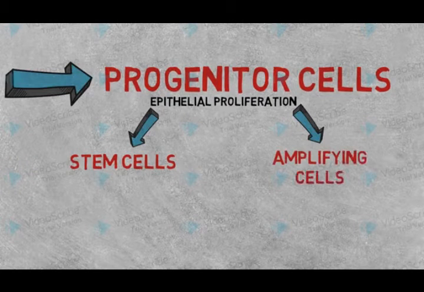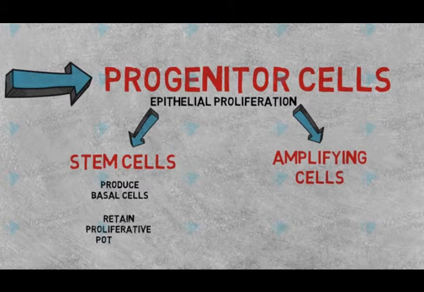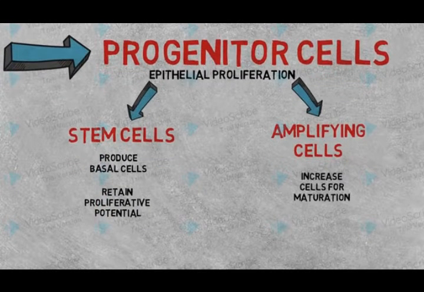Only a small portion of progenitor cells represent as the stem cells, which the function is to produce basal cells and retain the proliferative potential of the tissue. The larger portion of the progenitor cells are the amplifying cells, where the function is to increase the number of cells available for maturation. Despite their functional differences, these proliferative cells cannot be distinguished by appearance.